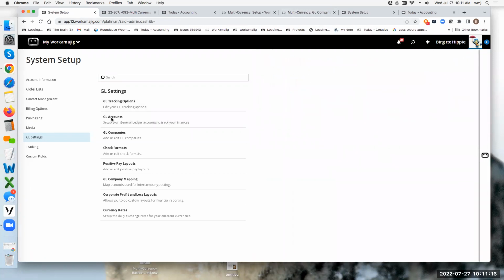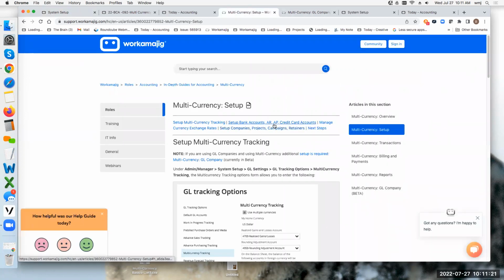GL accounts. As part of that currency setup, you will need to set up separate AR, AP, or credit card accounts. If you're only billing your client in a different currency, you don't need AP accounts. The opposite is also true: if I never bill a client in a different currency, but I'm only paying my vendors in different currencies, then again, I don't need an AR account. These are just the ones that, if you are doing something in a foreign currency, you would need your own AP account, AR account, and/or credit card account.